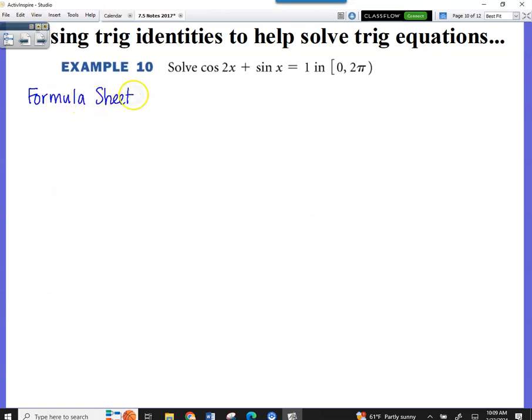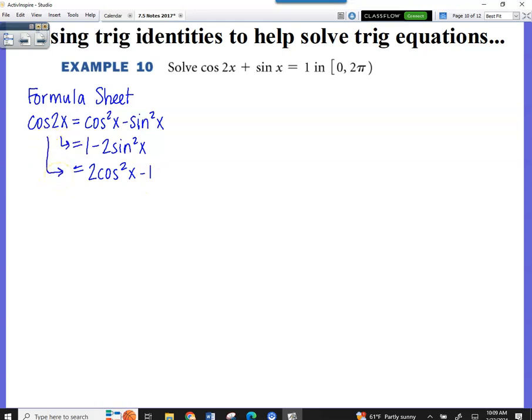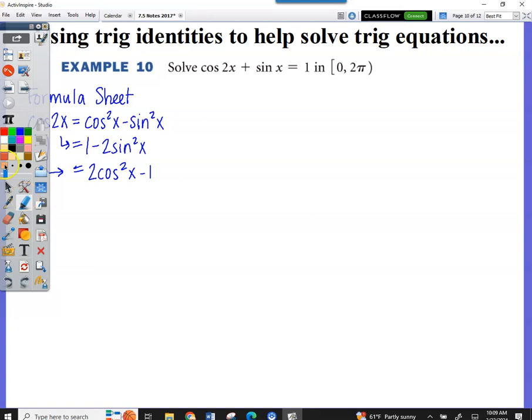This is where you've got to go to your formula sheet and pull the cosine of a double angle. On your paper, I am going to write all three. Well, but we're only going to pick one. I'm writing all three just to show you, if you were to look back and say, what did she do here? I ended up using this one.